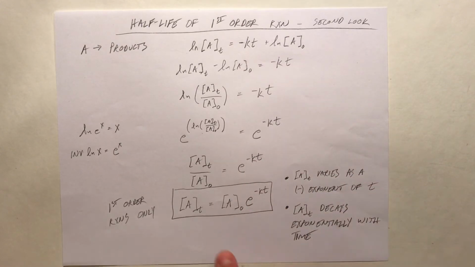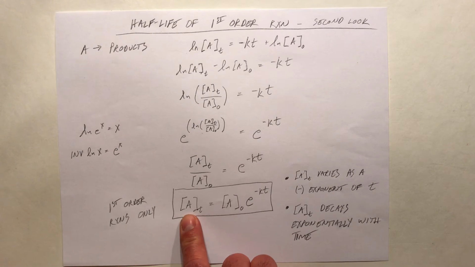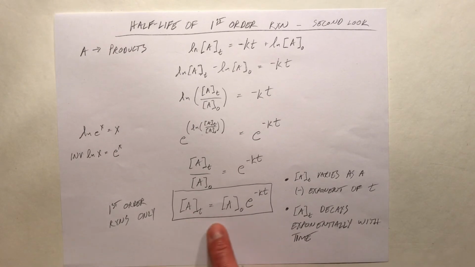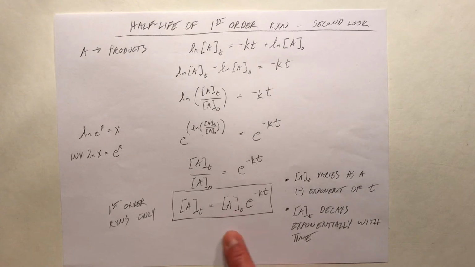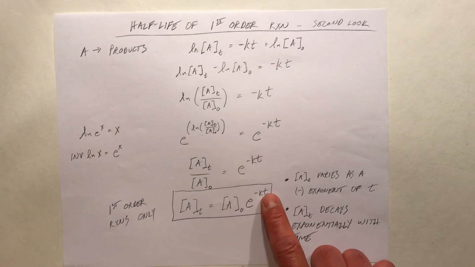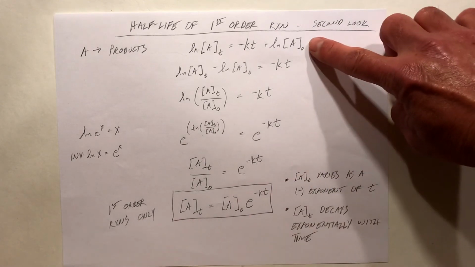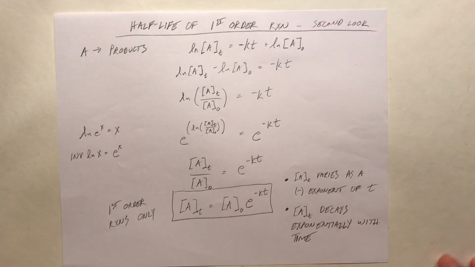Let's rearrange this to get the concentration of A at time t by itself. We can say that the concentration of A at time t is equal to the initial concentration multiplied by e to the negative kt power. Now this is only true for first order reactions because we started with a first order integrated rate law here.